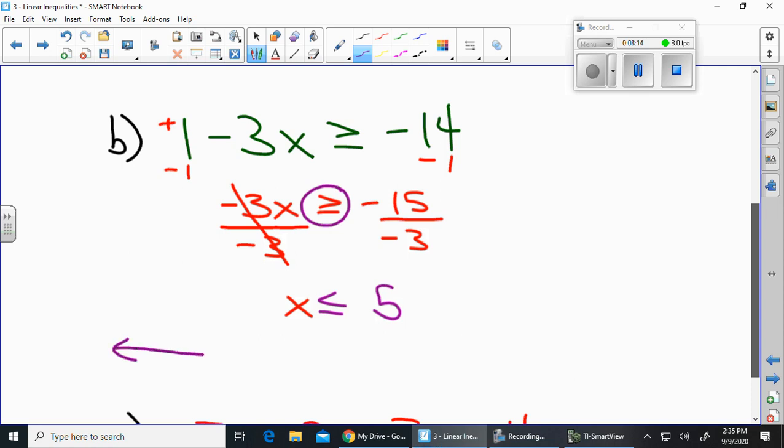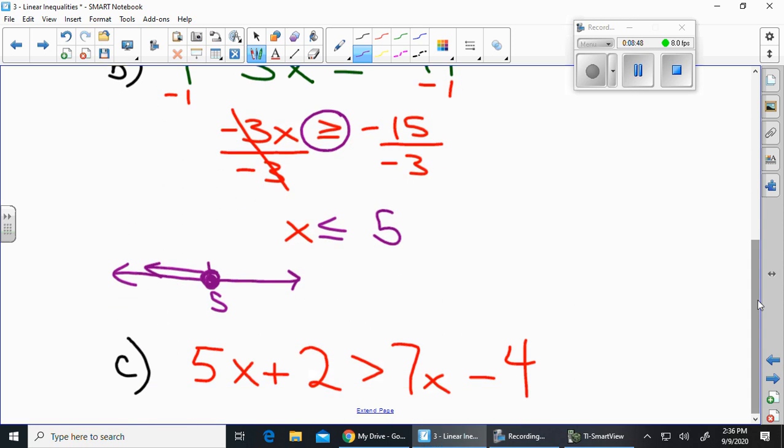So what does that mean on a number line? There's 5. Closed circle because of the equal sign. Any number smaller than 5 will work. So, I mean, you can check, put 0 in. If you put 0 in for x, 1 minus 3 times 0 is 0. 1 minus 0 is 1. Is 1 greater than negative 14? Yes, it is.